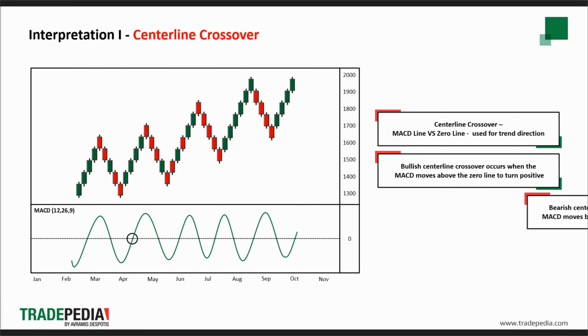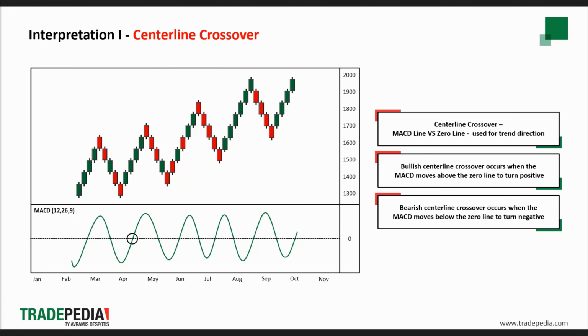A bearish center line crossover is when the MACD crosses below the zero line and enters negative territory. That's when price is deemed to be bearish. Price should be dropping. So that's the first interpretation, the zero line crossover, when you're looking at the MACD.